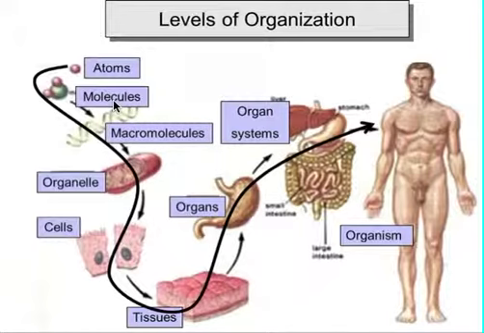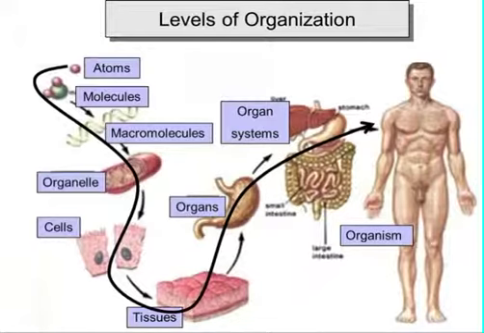Now these molecules can get very big and form what we call macromolecules. And these macromolecules in turn are going to form organelles. Now organelles are the building blocks of cells. Now once we get to cells, we move from the chemical level of organization to what we call the cellular level of organization.